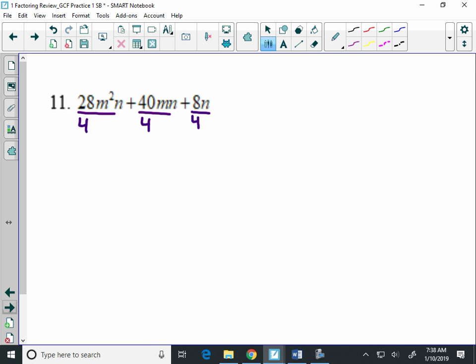Now let's look at the letters, m. I have an m in the first, an m in the second, no m in the third. So m is not part of your GCF. If I look at the n, I have an n, an n, an n. They all have n's. All those n's have an exponent of 1. So I'm going to divide n out of every term. So 4n is your GCF. It's the whole GCF. And now we'll divide.